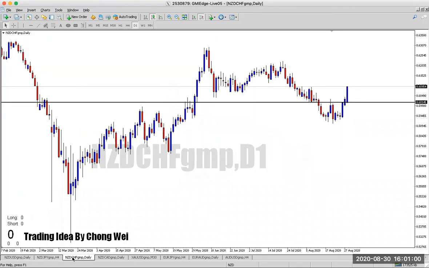Next will be New Zealand CHF. Yes, the market has formed a new setup and wants to go back up. So for this I look for any retracement to here, and I look for a buy option.